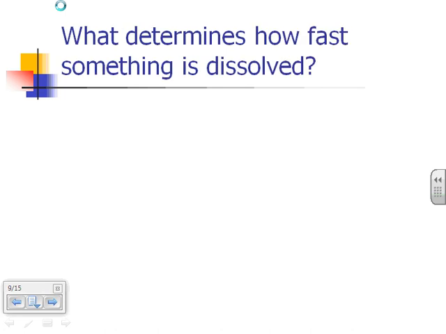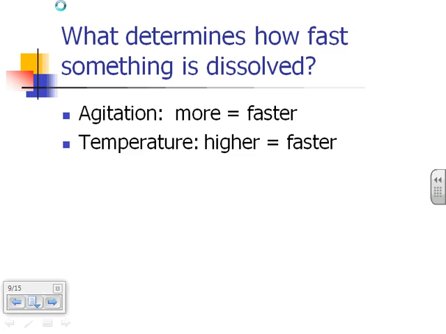So what determines how fast something will dissolve? There are a number of factors that determine that. Number one is agitation. When you're dissolving something, like for example sugar in water, if you mix it up, you stir it up, it dissolves faster as opposed to just letting it sit there. Temperature: the higher the temperature, the faster it will dissolve.